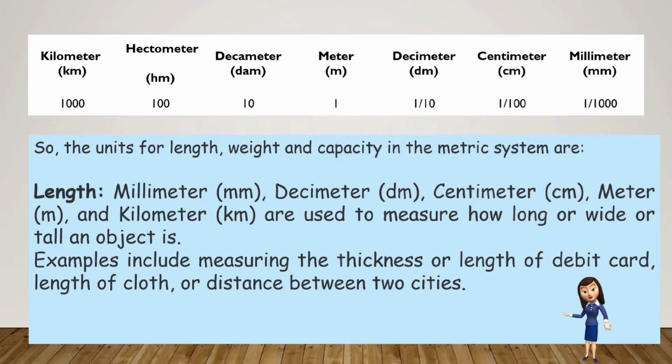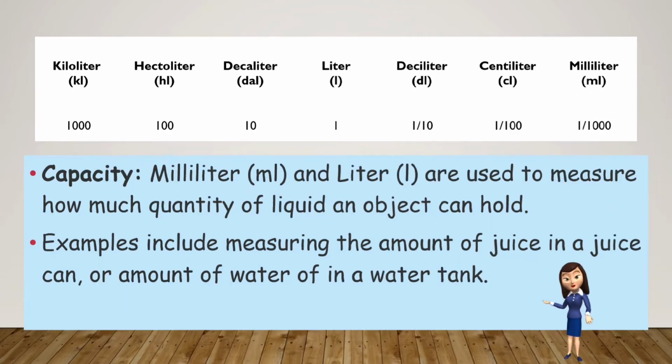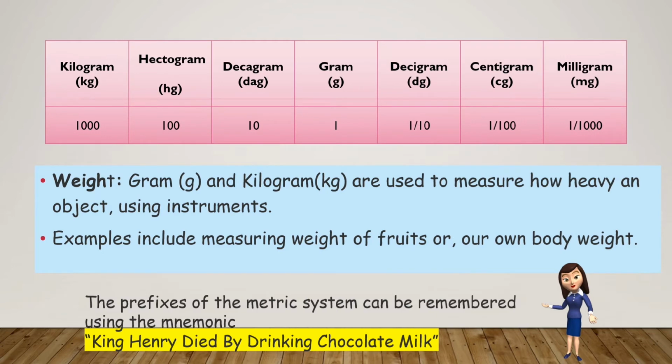So this is the picture representation for length, in which its base unit is meter. Well, this is the capacity for volume and its base unit is liter. Examples include measuring the amount of juice in a juice can or the amount of water in a water tank. And lastly is the weight for mass and its base unit is gram. Its examples include measuring the weight of fruits or our own body weight.